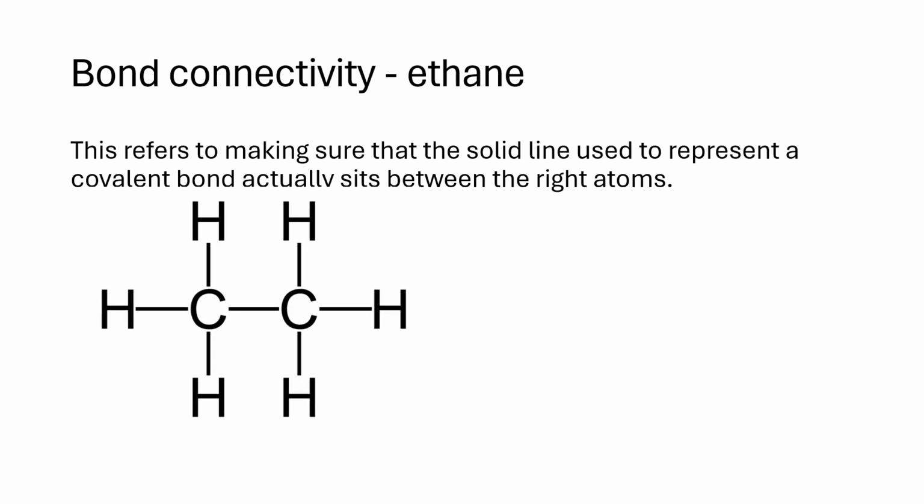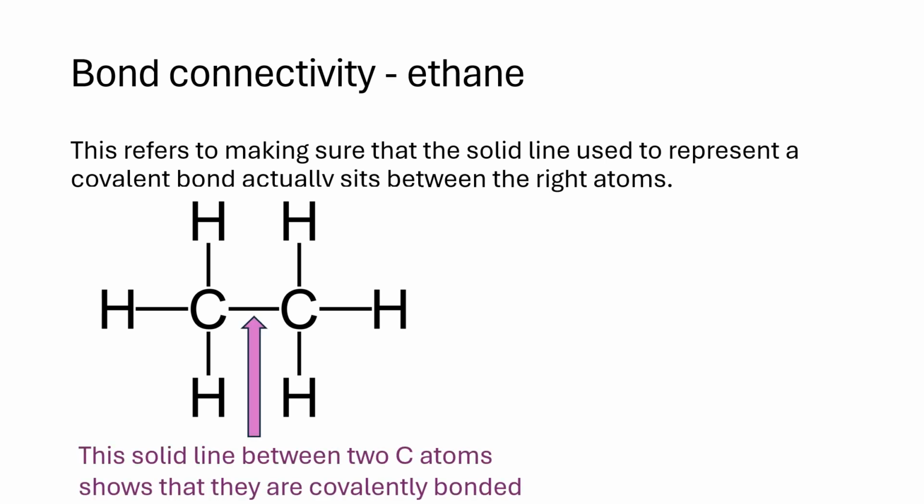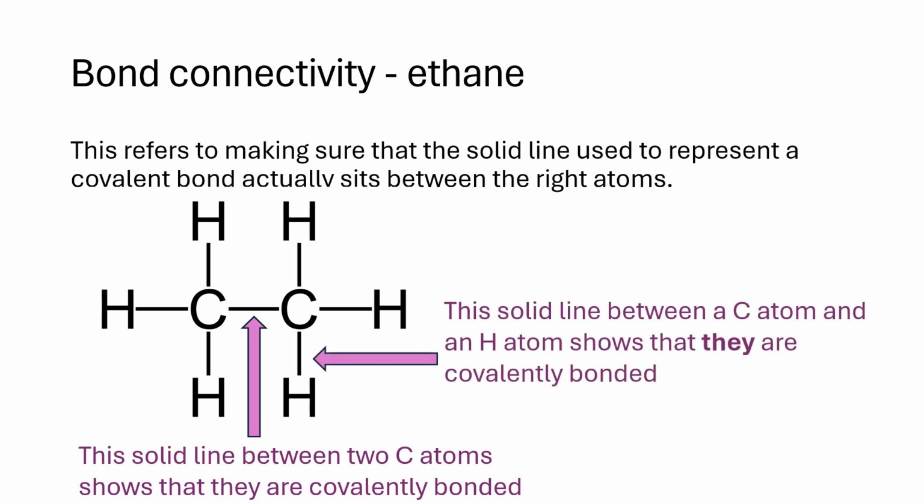atoms. So if we take this representation of ethane, obviously the solid line between the two C atoms shows that they are covalently bonded. And the solid line between a carbon atom and a hydrogen atom shows that they are covalently bonded.